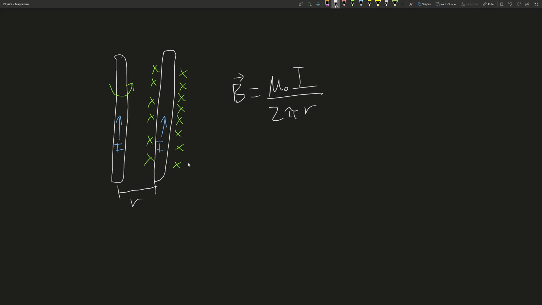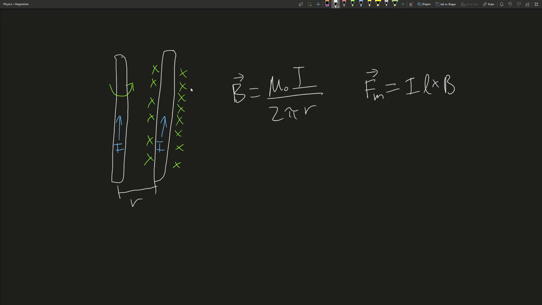And now, if we want to find the force between them, we can look at the Lorentz force on this right wire based on the magnetic field created by this left wire. So using the formula for Lorentz force on a current carrying wire, we have that F, the magnetic force, is equal to I L cross B, right?